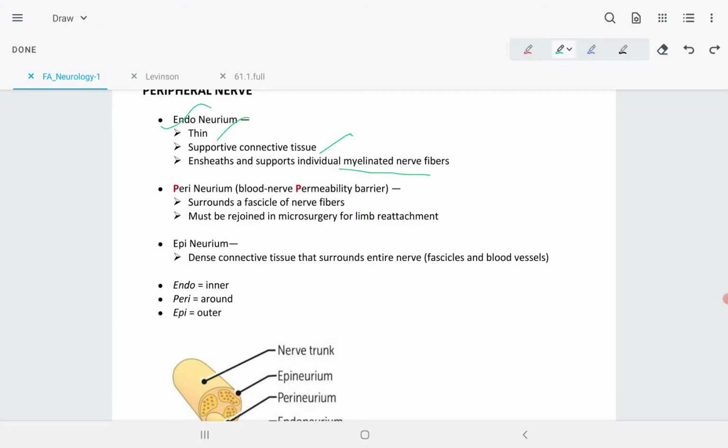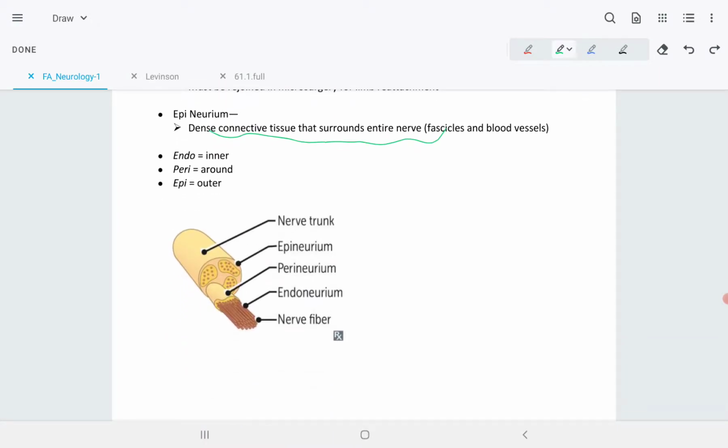Perineurium is also known as the blood-nerve permeability barrier. It surrounds the fasciculi, called fascicles, and must be rejoined in microsurgery for limb reattachment. Epineurium is dense connective tissue that surrounds the entire nerve. Look, this is the structure. This is the nerve trunk. Around is the epineurium, in the middle the perineurium, and the inner side is the endoneurium, and inner to the endoneurium are the nerve fibers. These are for protection, so as not to damage the nerve fibers.